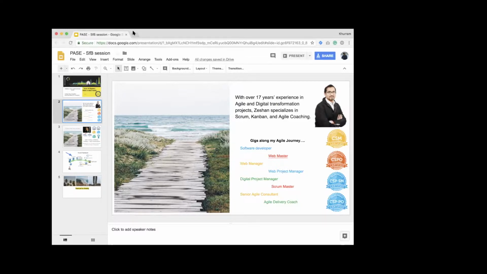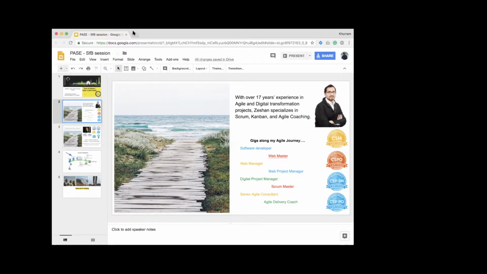So just to recap, I have 15 years of experience in agile, digital, and project management, covering various industries like financial industries, digital agency, and oil and gas industry. And I have had different hats. You can see the gigs along my agile journey: started as web developer, moved into webmaster, web manager, digital project manager, Scrum master, senior consultant, and agile coach.